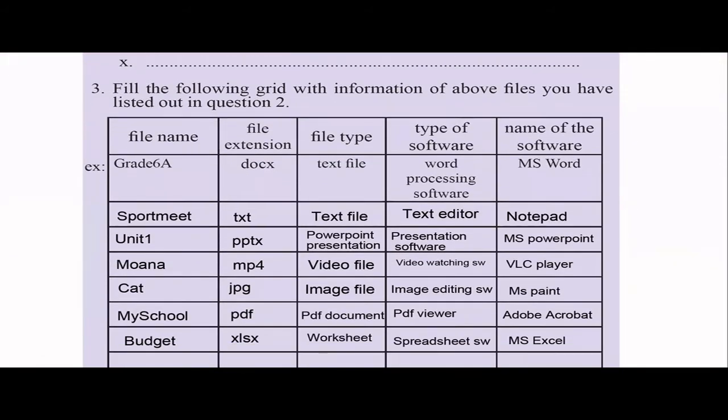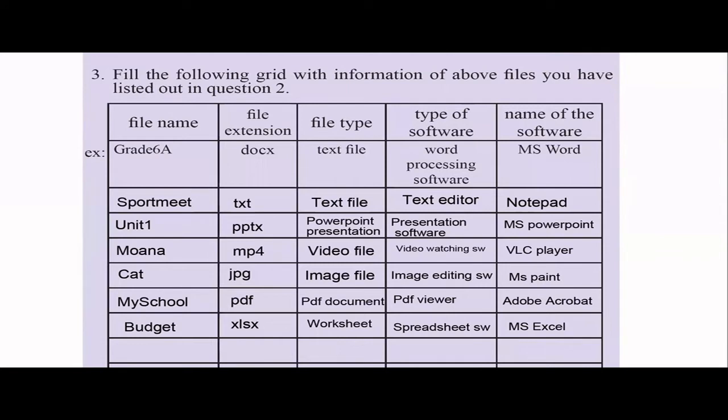In this chart, what you have to do is you have to take that particular example and fill this graph, right? Now, for example, I have a sportmeet text file, right? So the extension is txt and the file type is a text file. So type of the software. To edit a text file, I need a text editor like Notepad or Notepad++, right? So this is the name of the software usually which is opening it up, right?